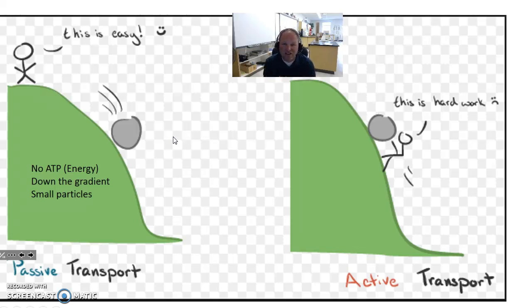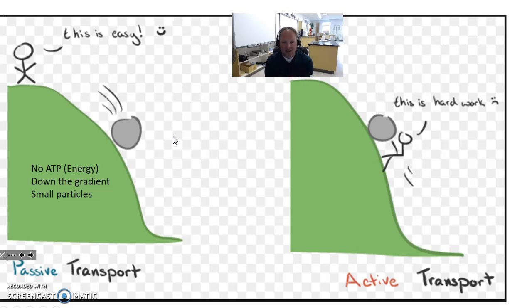The second thing is, most test questions are going to talk about the word gradient. Gradient is a fancy word for a slope or a hill. So in passive transport, it always goes with its gradient or down its gradient. And the last thing is, since passive transport is just natural, it tends to move smaller particles.